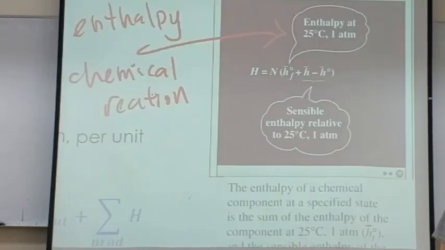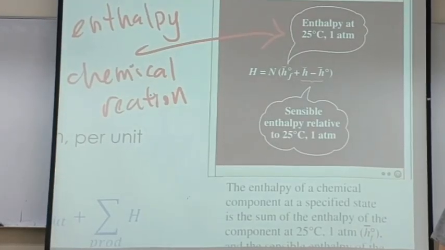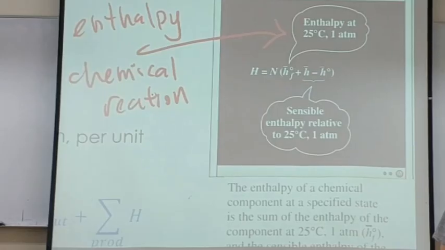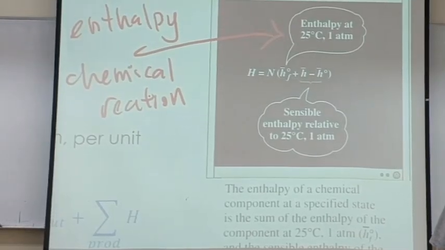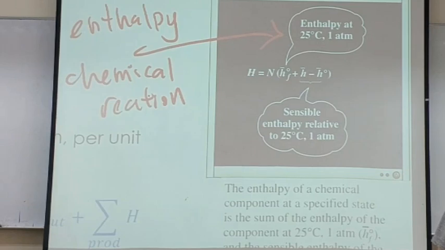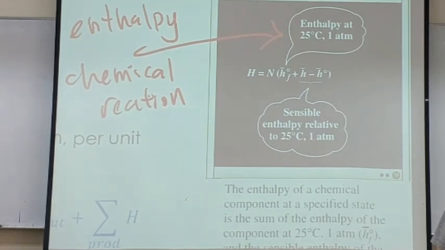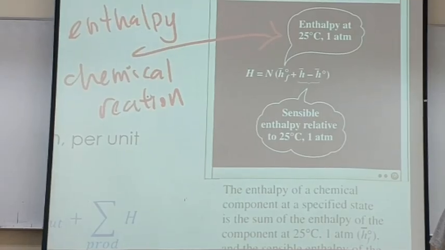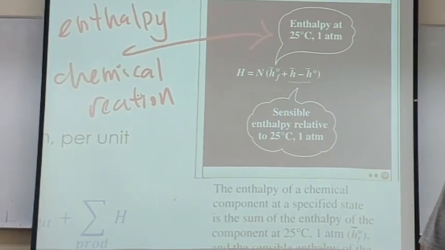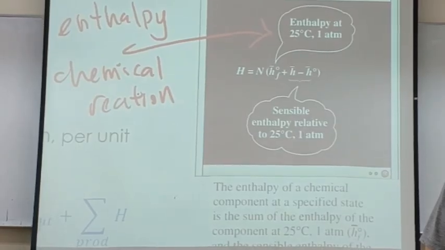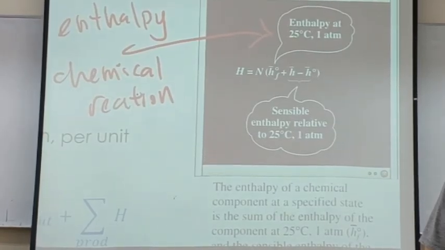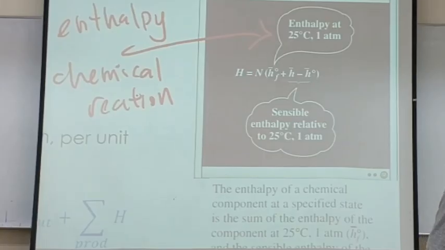Then the sensible enthalpy relative to 25 degrees Celsius is basically the enthalpy of the product or whatever of the elements at that temperature relative to 25 degrees Celsius. So if it is at 10 degrees Celsius, then it is enthalpy at 10 minus 25. If it is at 100 degrees Celsius, then it's enthalpy at 100 minus 25.